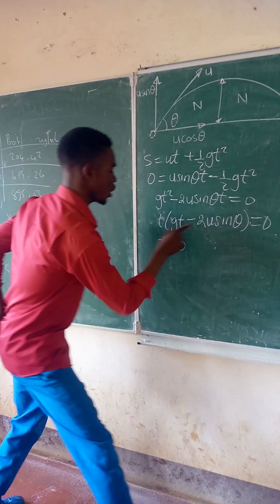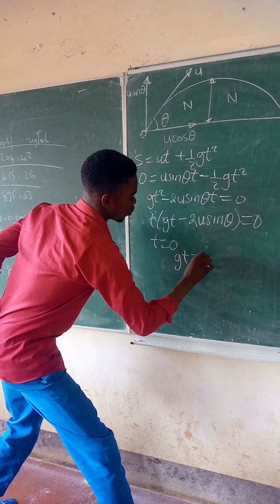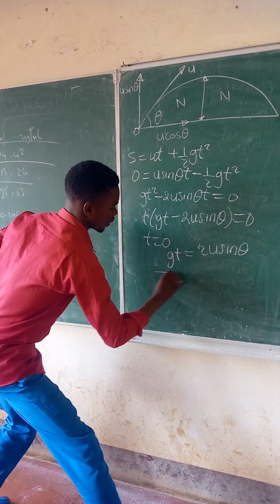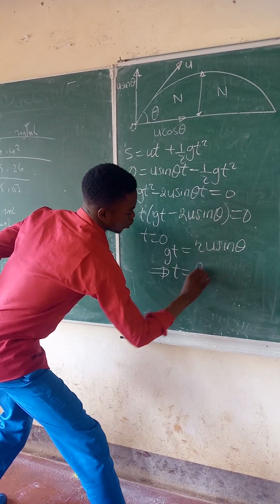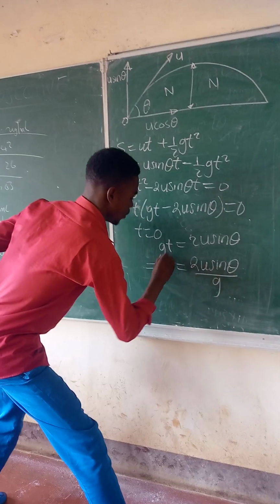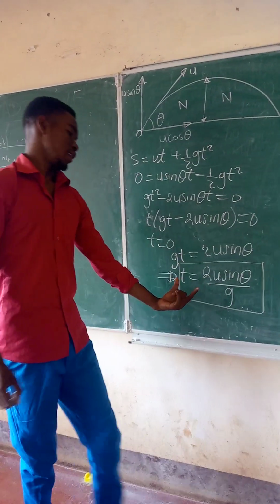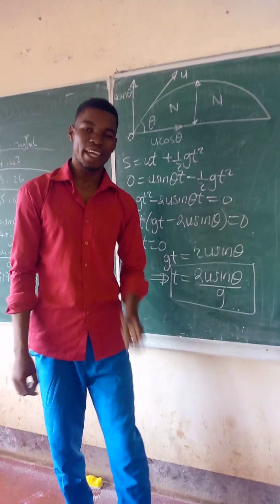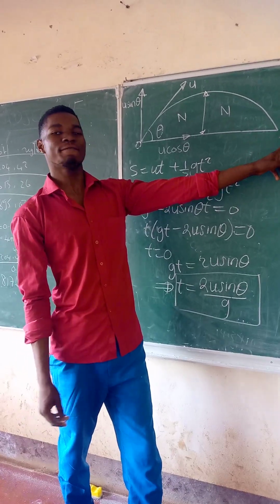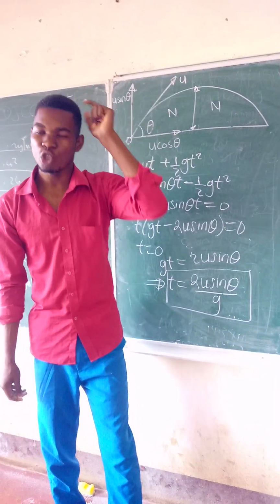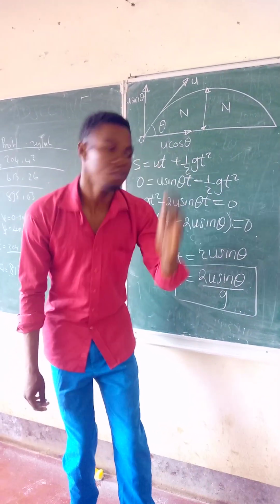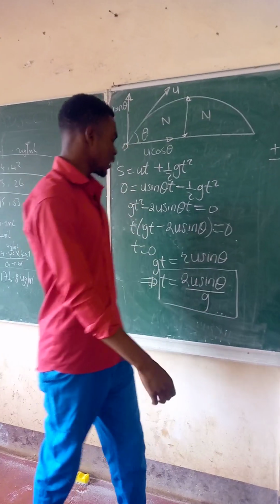So if I solve this other one, I'm going to have gt equal to 2u sine of the angle theta. That implies my t is equal to 2u sine theta all over g. Perfect. So this t equals 2u sine theta over g is the time taken for the projectile to leave its initial position and arrive at its final position. One of the assumptions I can take is that air resistance in this case is negligible. Perfect. That's the first proof.